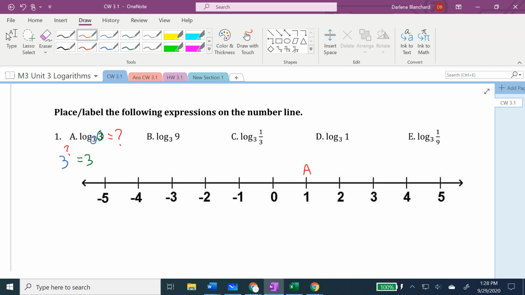Now let's move over to B. I'm trying to figure out what this is equal to. So I want to look at the base of the logarithm is 3. The answer to my logarithm is some exponent. And I'm looking at if the answer to an exponential expression is 9, and the exponential expression is 3 to the power of something. What is the power?